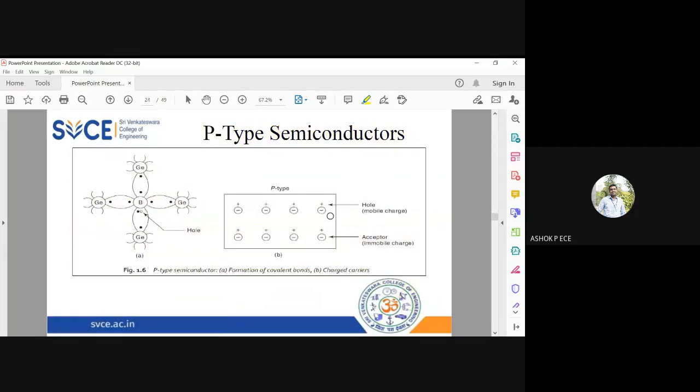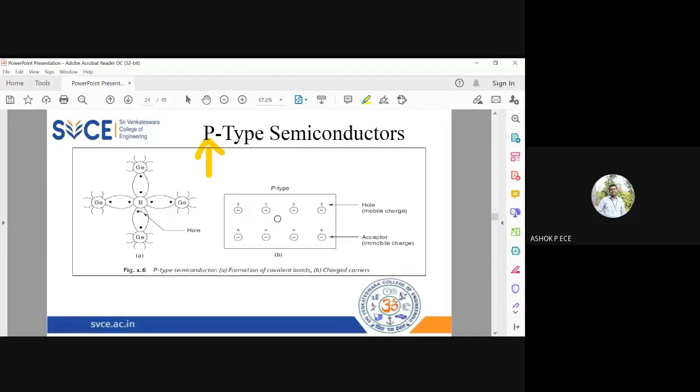Now P-type, you can make a guess. In P-type, what should be the significance of P? I told you. What is meant by P? Holes. So in P-type, I am going to produce holes. What is a hole? When electrons move from valence band to conduction band, a hole is created. Or can I say the absence of an electron is a hole? Yes.